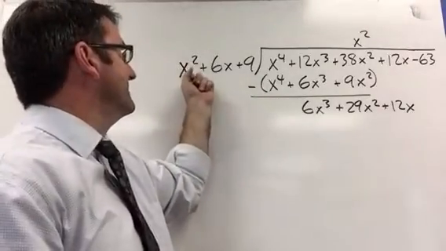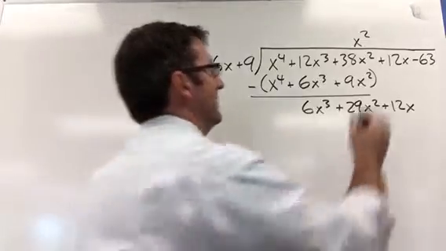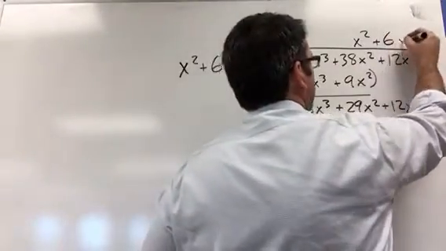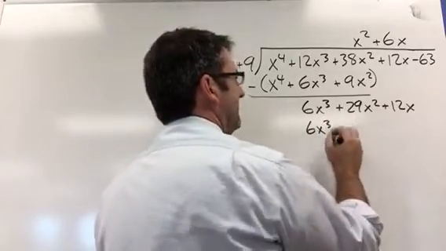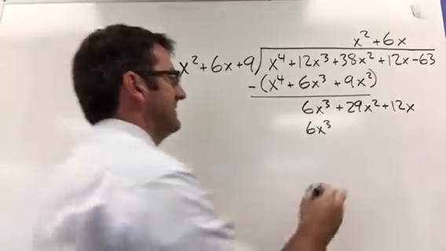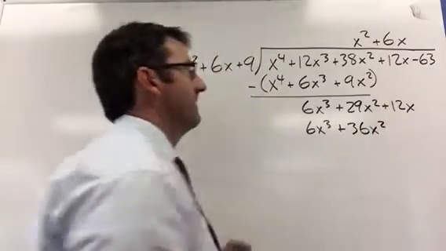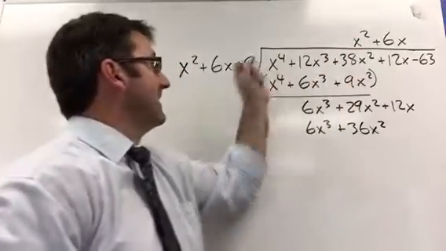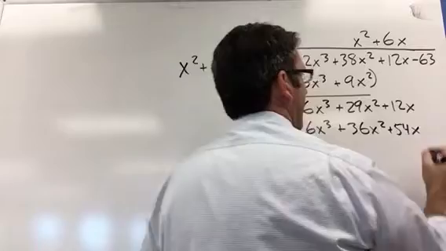So what do we need to multiply x squared by to get 6x cubed? Well, that's going to be 6x. 6x times x squared is 6x cubed. 6x times 6x is going to be 36x squared. Then 6x times 9 is going to be 54x.